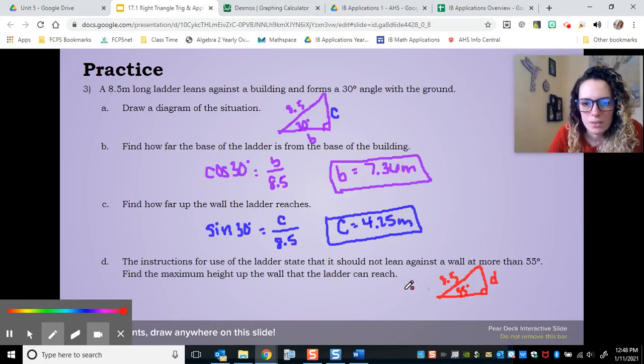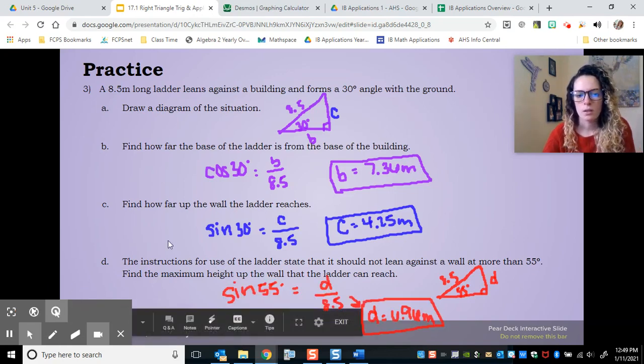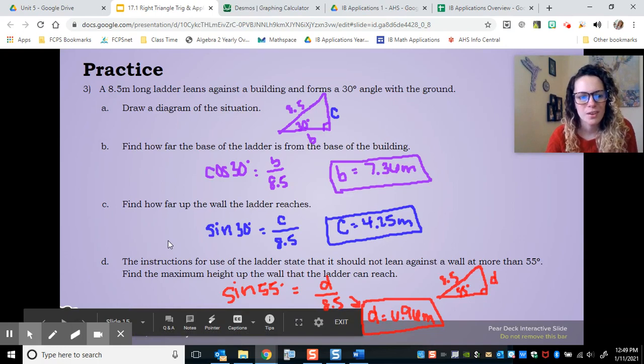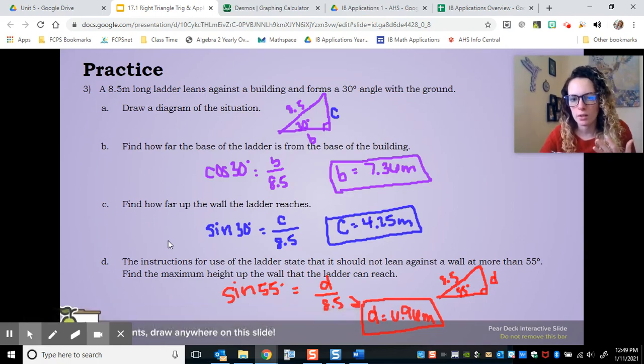Part number D might help if you draw a new diagram, replacing that original 30 degrees with the 55 degrees that they're looking for the maximum height. If it's at 55 degrees, what's that maximum height? So it might help to draw a new diagram. And there is the answer for that one. So I hope right triangle trig helps make sense. Again, remember, always draw a triangle or always draw a diagram if they don't give you one, just to put all of the information into one place.